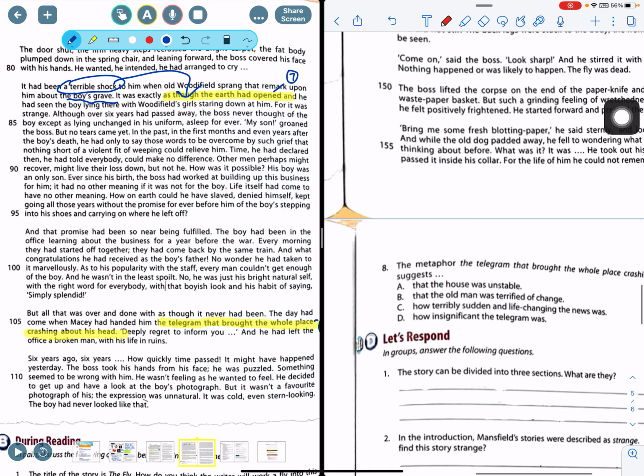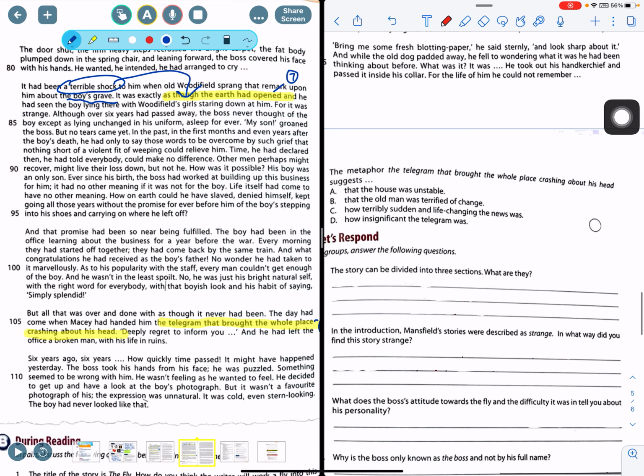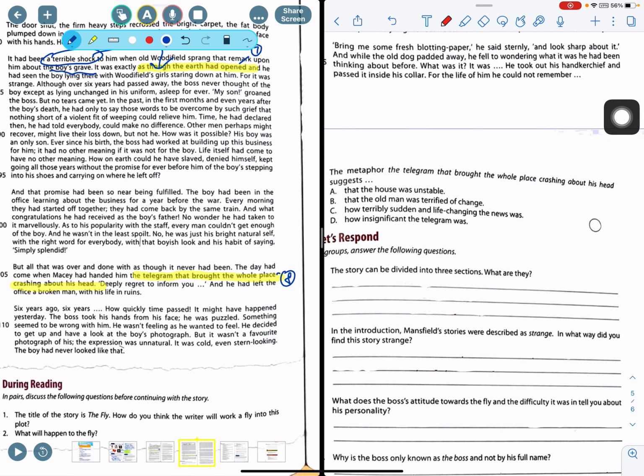Then the last one, number 8, the metaphor of the telegram that brought the whole place crashing about his head. What is it about? Deeply regret to inform you, left the office a broken man, his life in ruins. So you can see the power, the impact of the telegram on the boss, right? So what is it like? It's life-changing news. Terribly sudden and life-changing the news was. The impact, the influence. So crashing about his head. Alright, so this is C.